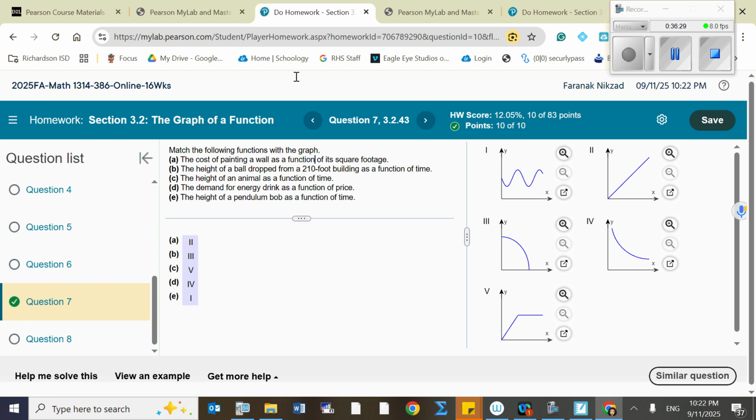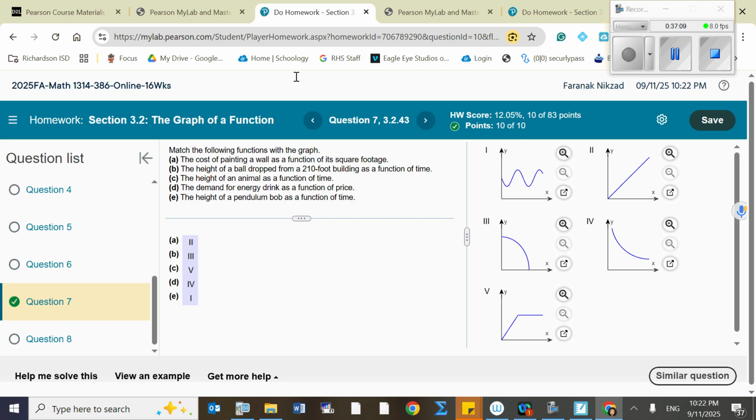Next one, the height of an animal as a function of time. So I would choose this one for part C, because as the animal is growing, the height is also going to be more and more, but at some point it's going to stop. The animal is going to stop growing. It's not going to grow forever. So for maybe a few years, the animal is going to have higher and higher height, but then after a certain age, it's going to stop growing. So it's going to be a constant value of the height.